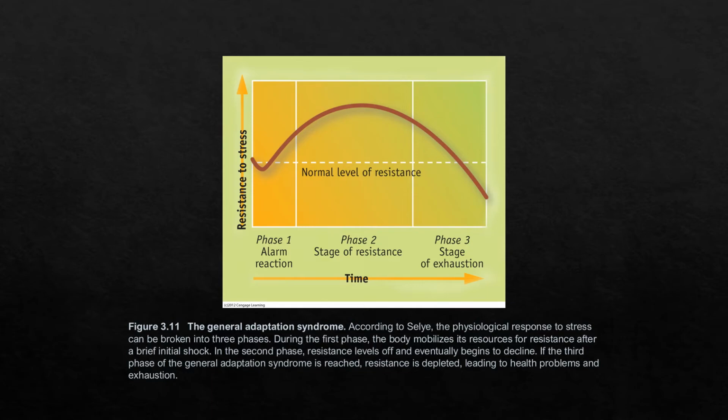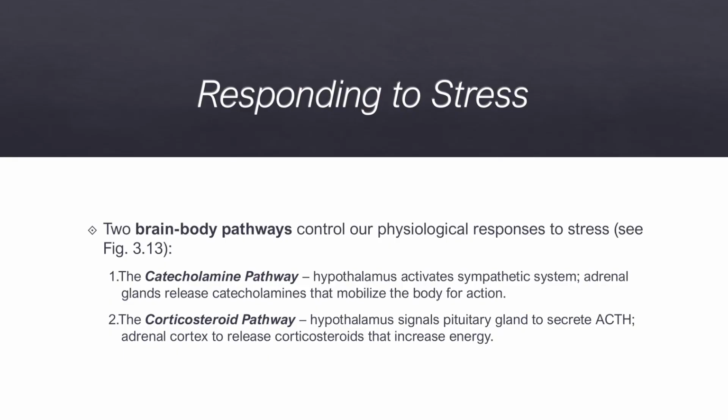state of exhaustion. There are two brain-body pathways that control our physiological responses to stress. There's the catecholamine pathway, and there is the corticosteroid pathway. And the activation of these pathways not only has an effect on our body's ability to deal with stress, but can, especially when they are frequently or chronically activated, have an effect on us both physiologically and psychologically. So let's first take a look at the catecholamine pathway.